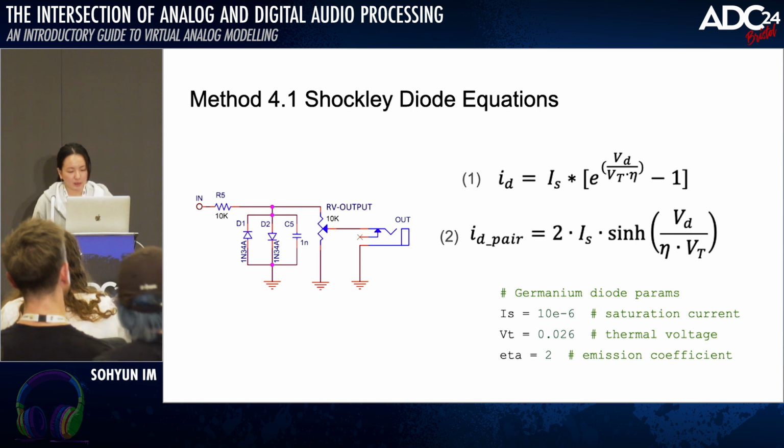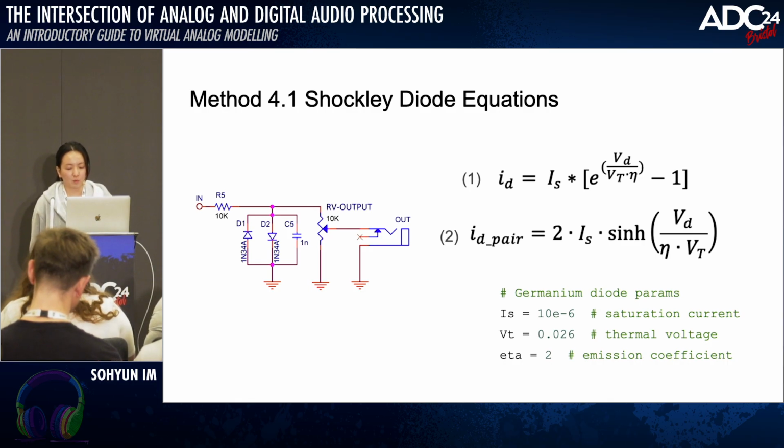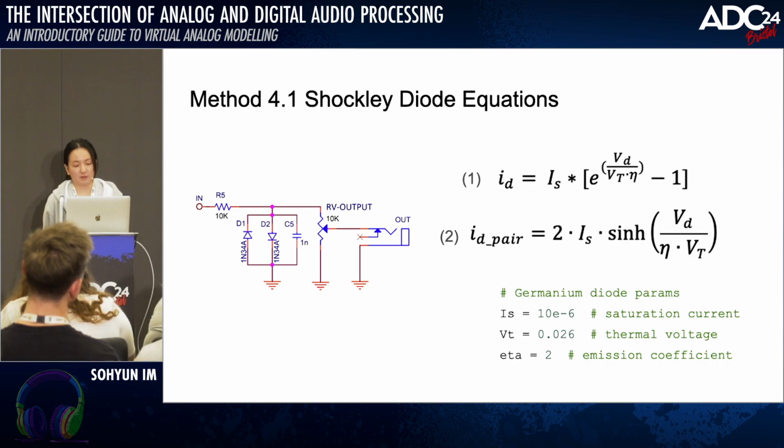But here, if you need to solve this equation with respect to VD, the voltage across the diode, which is the voltage across a pair of diodes, it's not possible because, as you see in equation 2, VD is inside the hyperbolic sine function. To tackle this, we need a method called Newton-Raphson. Let's take a look.